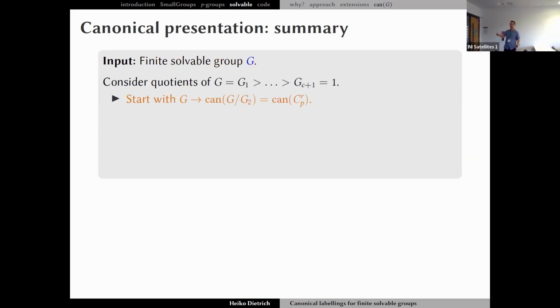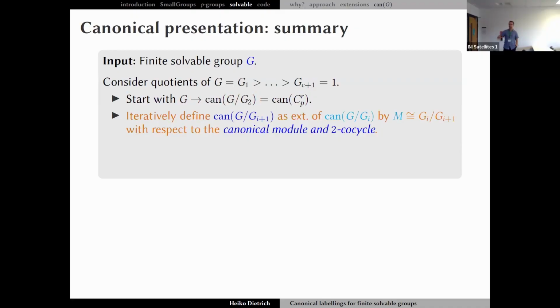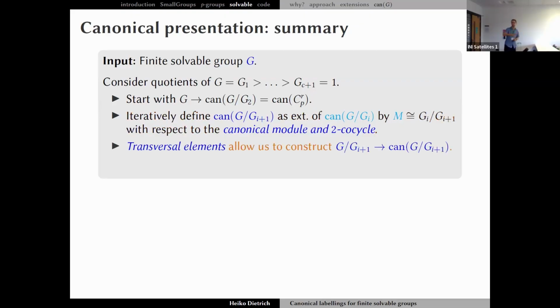The idea is we have iteration. The first portion is just the idealization. We can construct that isomorphism. Then we iteratively define our canonical extensions using canonical cocycles and module structures. And then when we find these canonical elements, we also find elements that map the given one to the transversal element. And these transversal elements are important to construct the isomorphism.